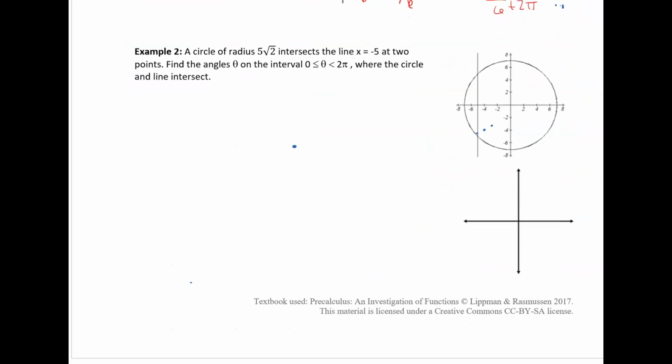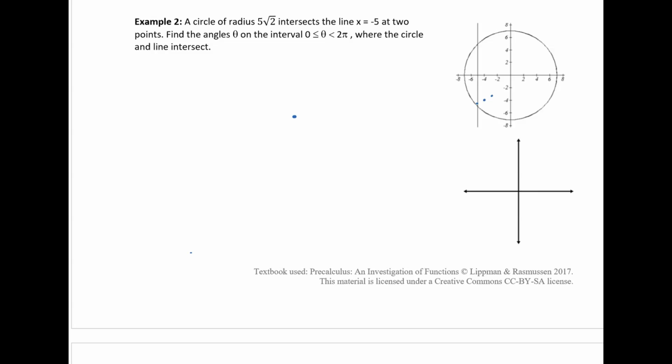Looking at the next example, it says a circle of radius 5 square root of 2 intersects the line x equals -5 at 2 points. Find the angle theta on the interval from 0 to 2 pi where the circle and line intersect. So let's figure out what we have here. It says a circle of radius 5 square roots of 2. So that means starting here and moving over, that's our radius, that's 5 square roots of 2.